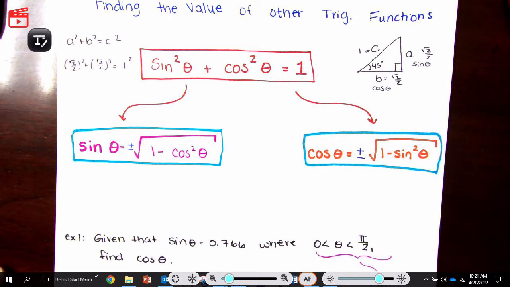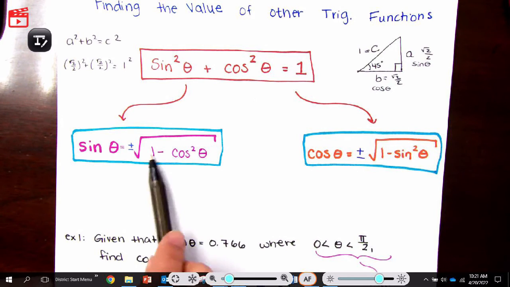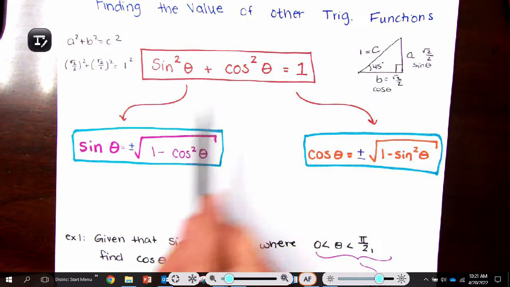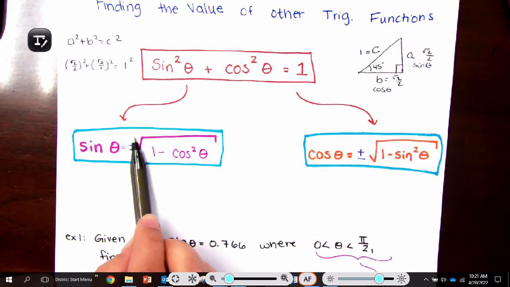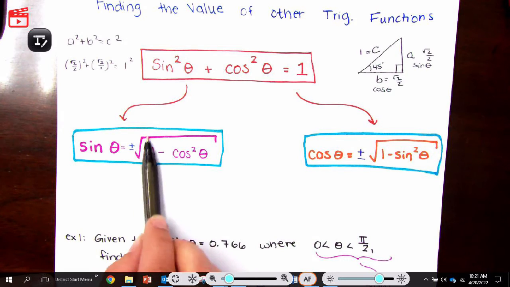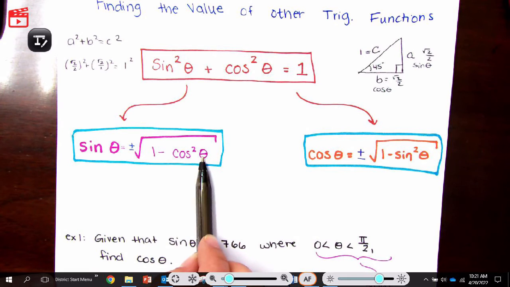Now, we did learn a different method in our class to solve for the angle measures, so I will review that later. This is a different way to use the identity to solve for another trig function. So for example, if you are given a value and you want to find the value of sine of theta, then you would rearrange this and have sine of theta equal to the positive or negative square root of 1 minus cosine squared of theta.